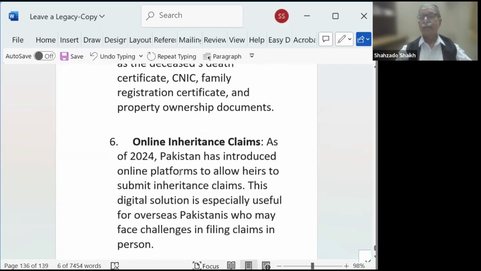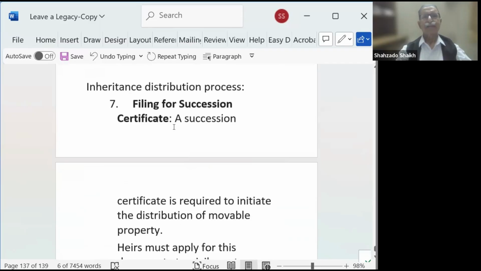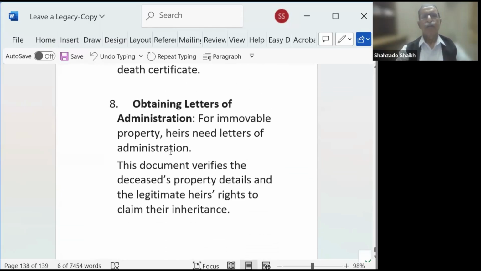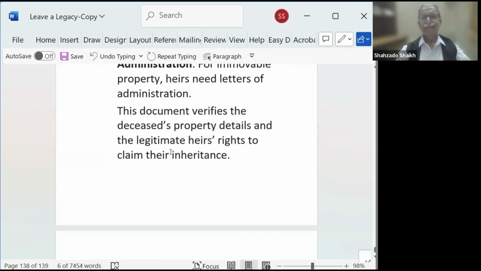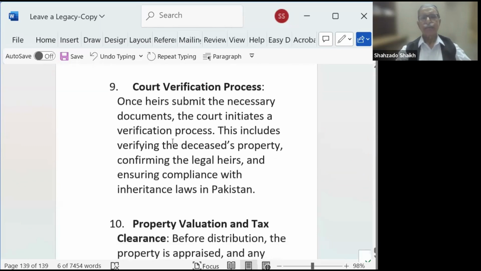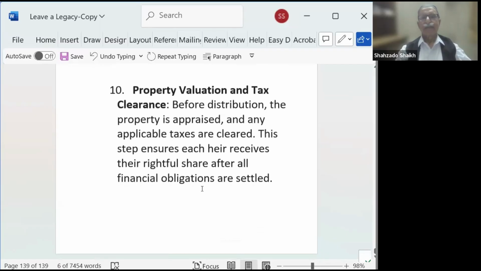Then online inheritance claim: she can file, or anybody can file the inheritance claim online. Filing for succession certificate online or in the court. Obtaining letters of administration: if the administrator is appointed in the will, or if it is not appointed, the court will appoint. Court verification process will take place. Property valuation and tax clearance will be obtained, and one has to provide it. Now, this is very time consuming.